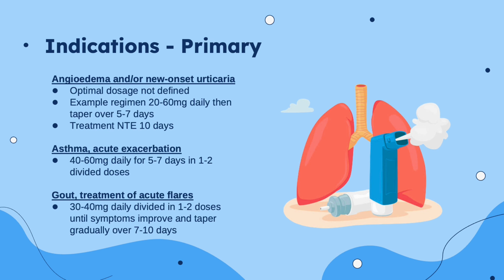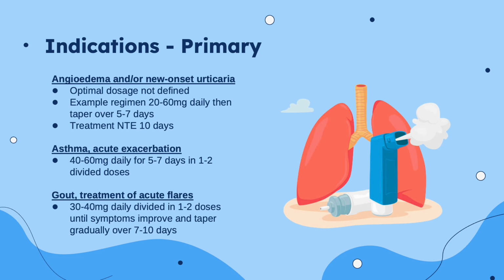Next will be acute exacerbation of asthma. This is only used for moderate to severe exacerbations or in patients who do not respond promptly to SABA, and it is administered within 1 hour of presentation to the emergency department. It is dosed 40 to 60 milligrams daily for 5 to 7 days in 1 or 2 divided doses. If symptoms do not resolve and peak expiratory flow is not at least 70% of personal best, then longer treatment may be required.